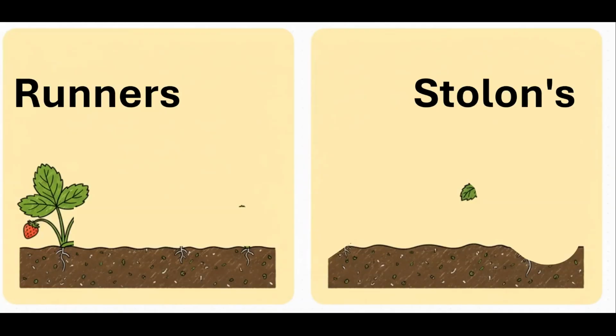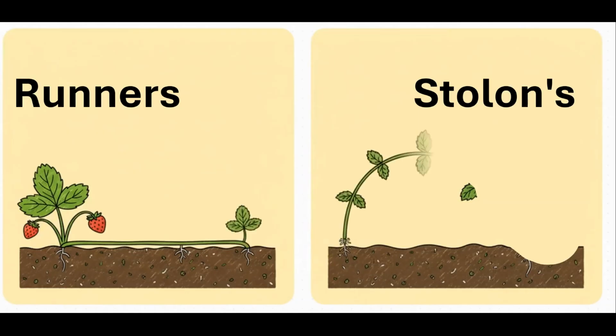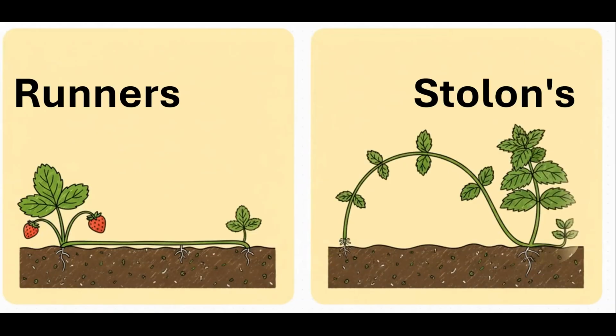So let's be super clear on the difference here because it's all about the path they take. A runner is like a straight line right on the surface. A Stolon is like a little bridge, a little arch. If you can just picture that visual difference, you can answer any question they throw at you.